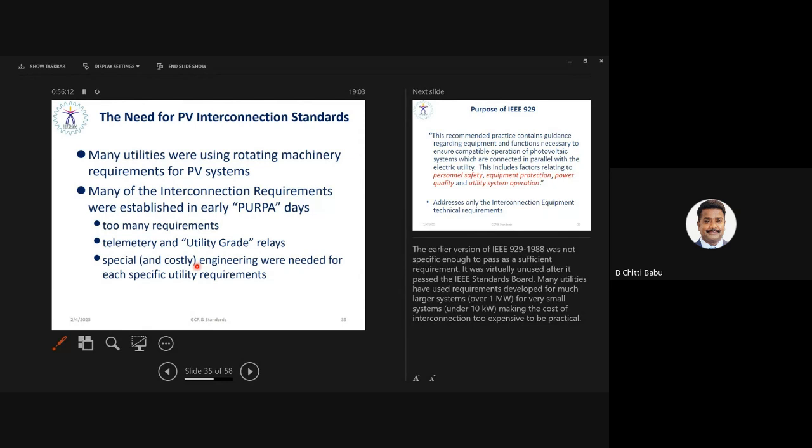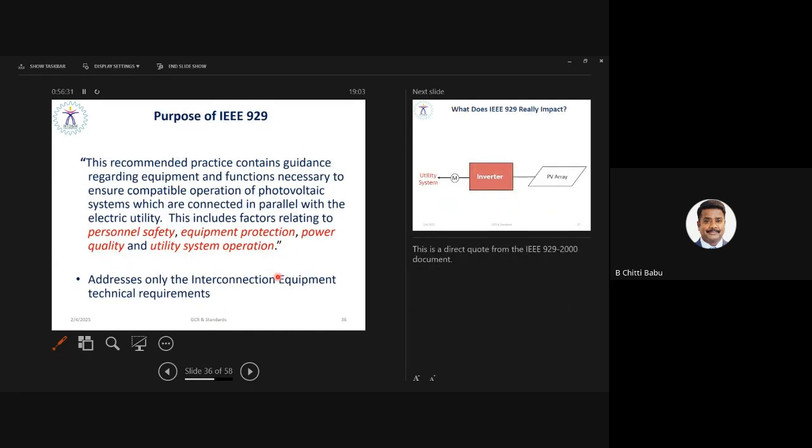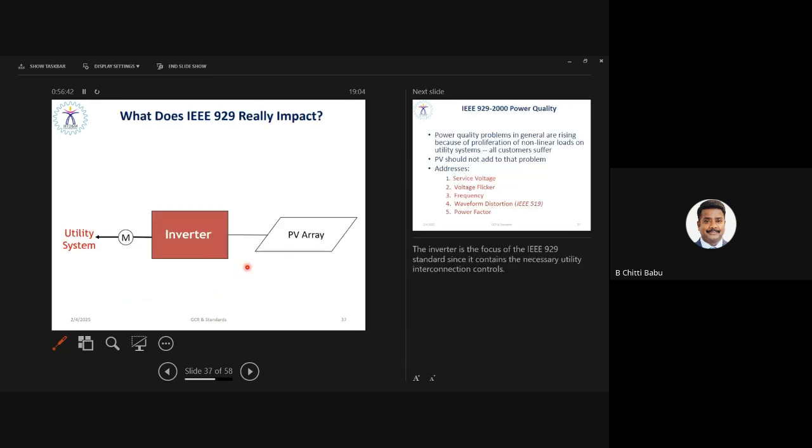And why do we need a PV interconnection standard? Because many times we have industry equipment with rotating machinery, and sometimes different countries have many interconnection requirements. Of course, we need to ensure a standard so that we are able to interconnect. And this is the IEEE 929 standard, meant for personal safety, equipment protection, power quality and utility system operation. Of course, it addresses only the interconnection equipment requirements.